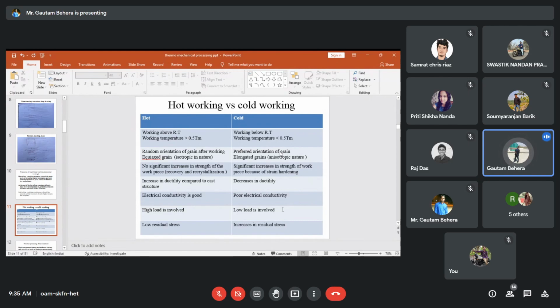A lot of dislocations and a lot of substructures, fine. And obviously in hot working high load is involved, but in cold working low load is involved. Then if you measure the residual stresses after hot working, you'll get low residual stresses, but after cold working you'll get a lot of residual stresses inside your material. So these are the basic differences between hot and cold working.